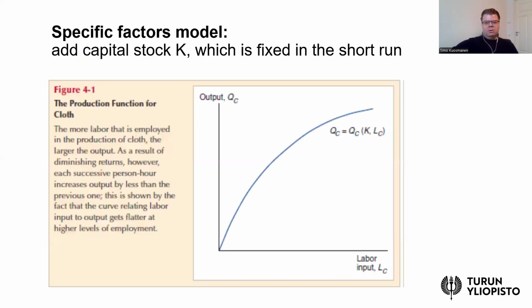So let's now consider also the capital input, and I will indicate the capital stock by the letter K, as usual in economics. And let's assume that the capital stock is fixed in the short run, like we usually do. So in this figure, taken from the Krugman et al. textbook, that indicates the production function, and in this case we have an example of a production function for clothes.